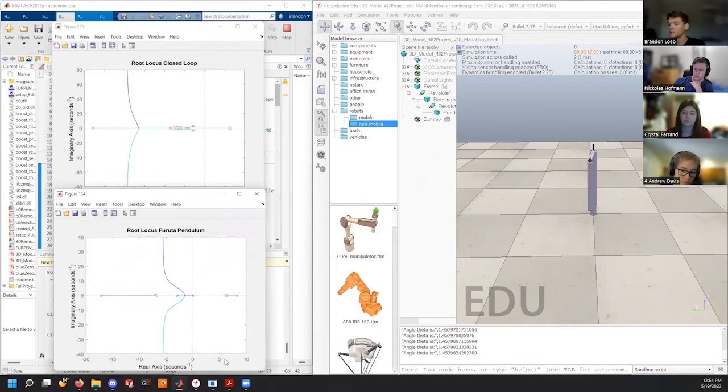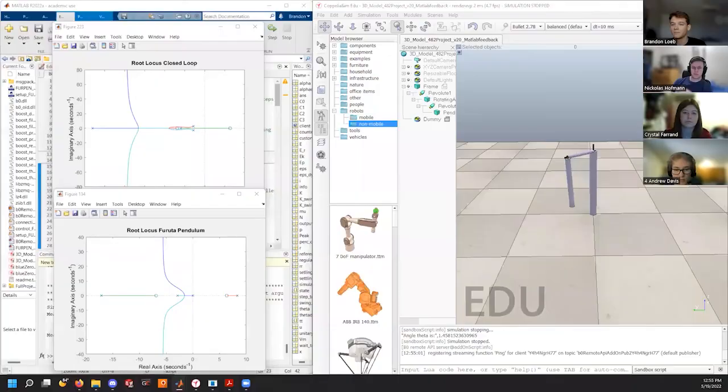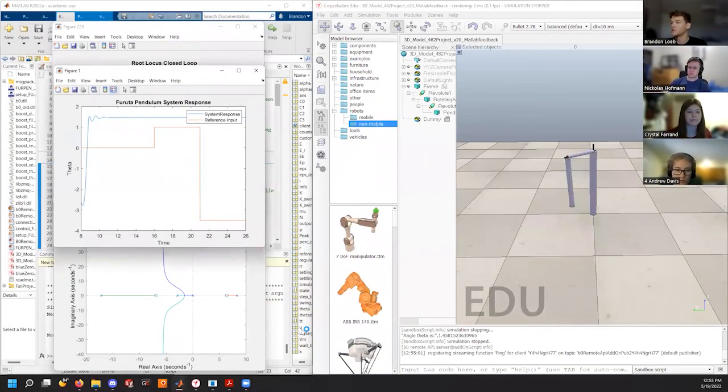Here are our root plots. And shortly, we will have one more graph. Here's the system response.